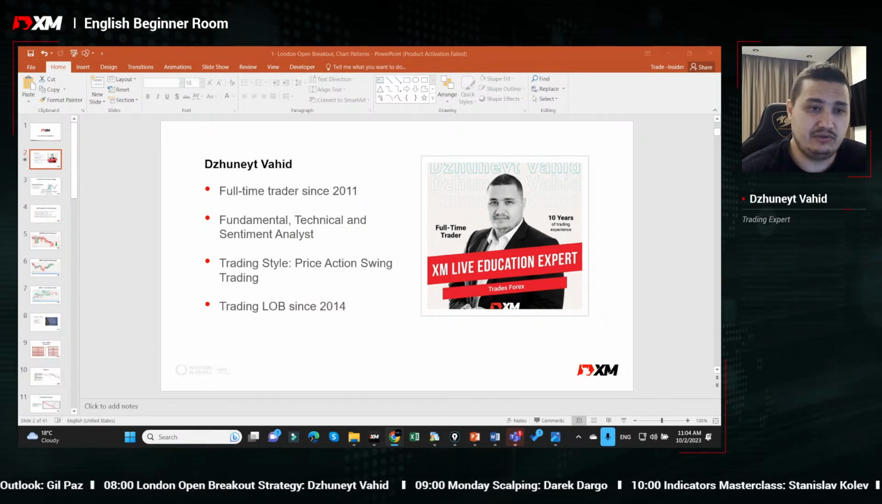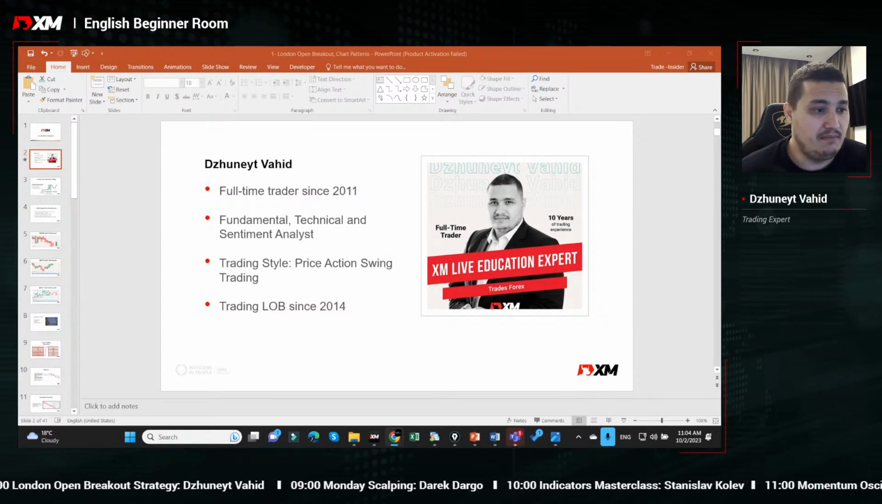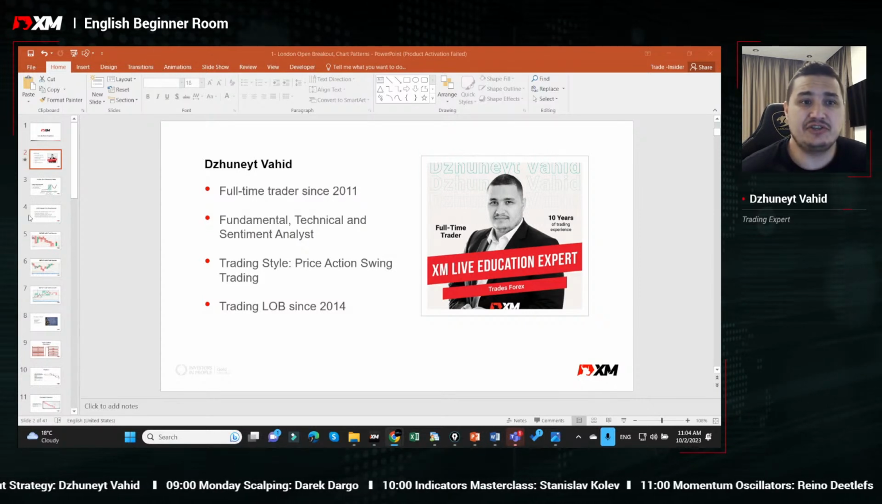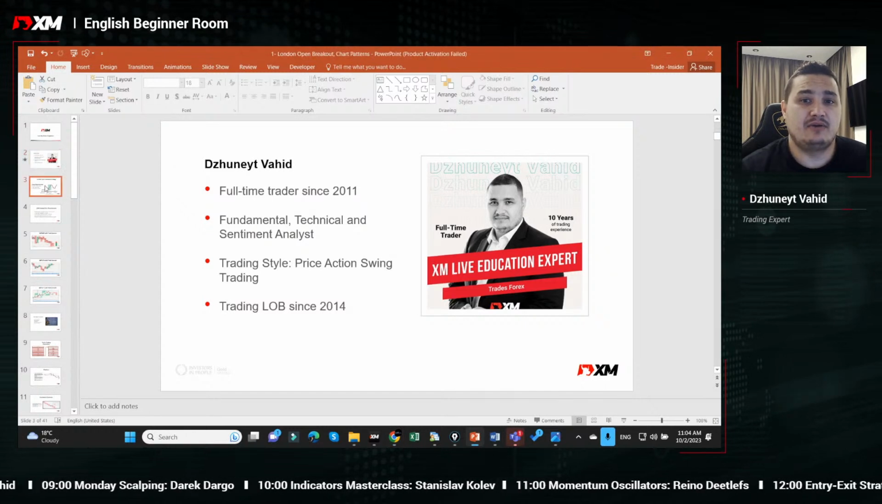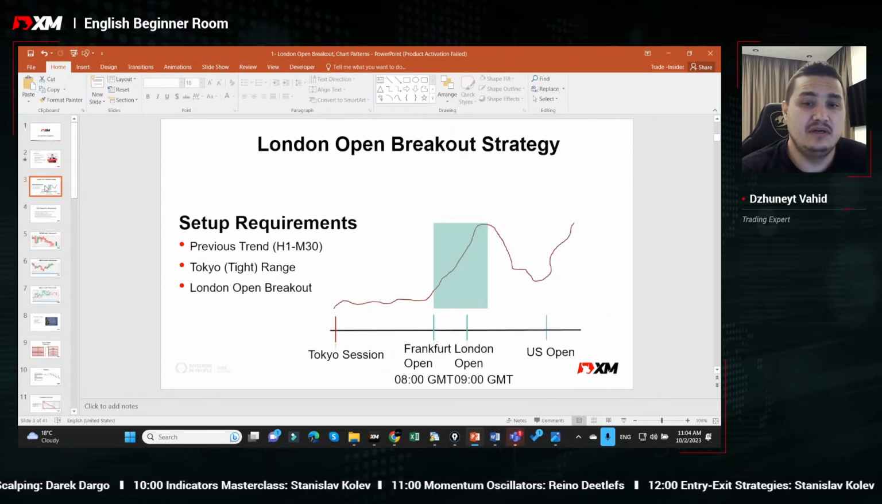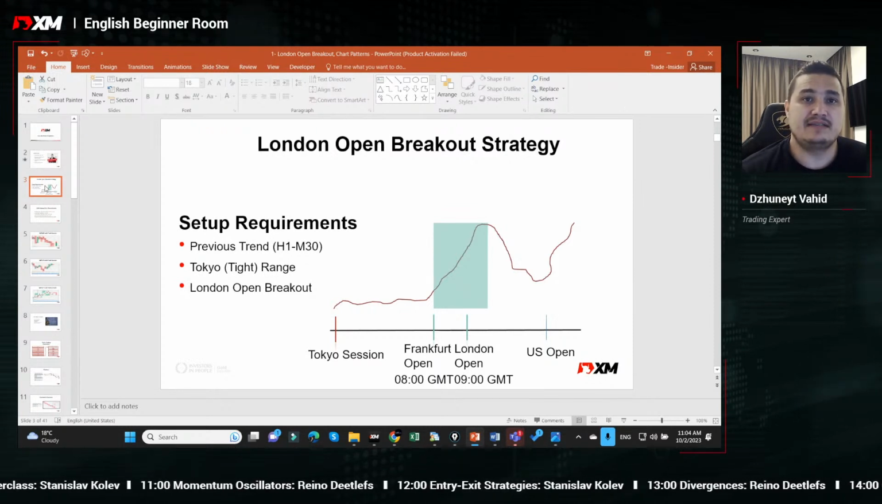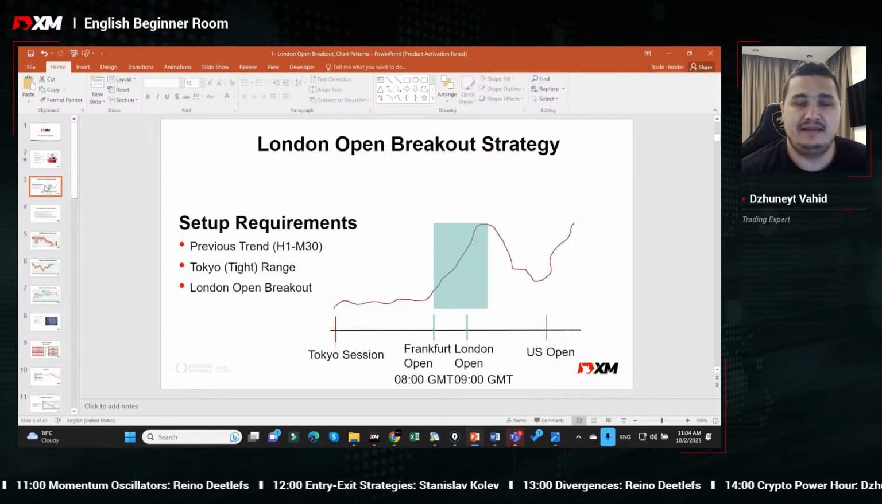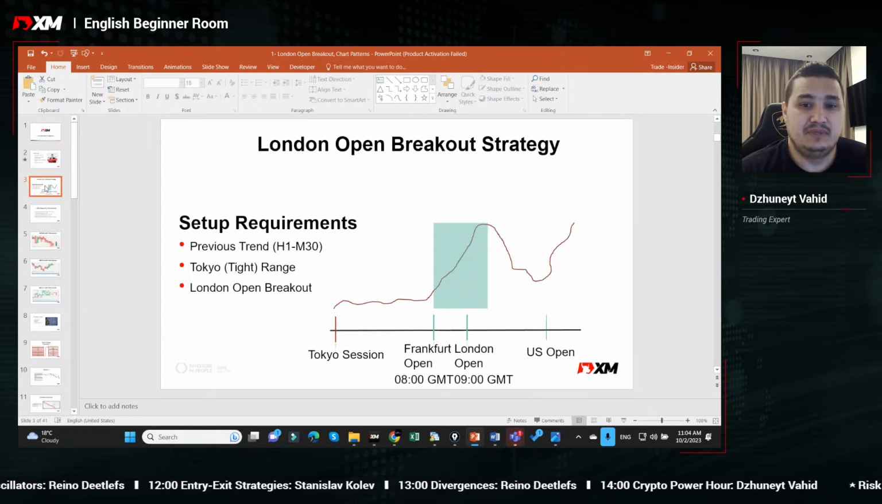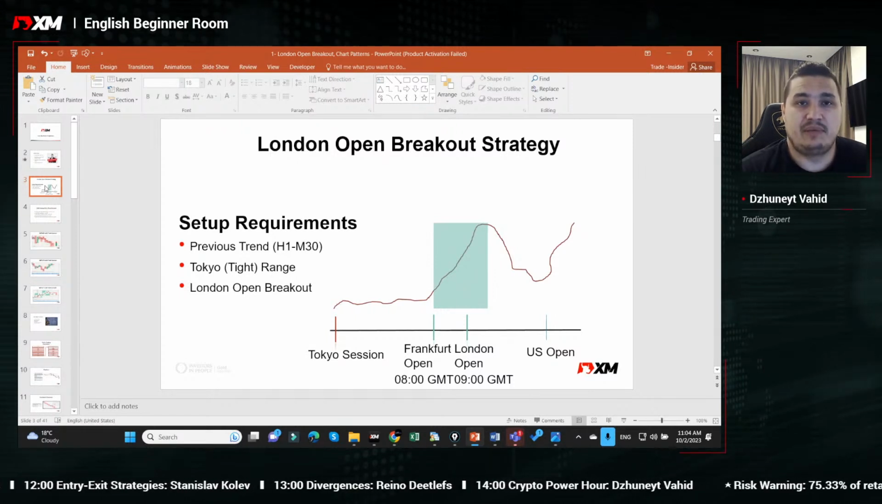Let's dive into the information for London Open markets. What does the London Open breakout strategy actually rely on? It relies on the liquidity that comes with the European markets. That's basically what we are relying on. It's data, it's the logic behind it.